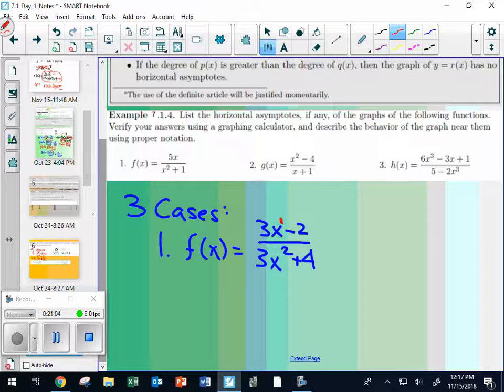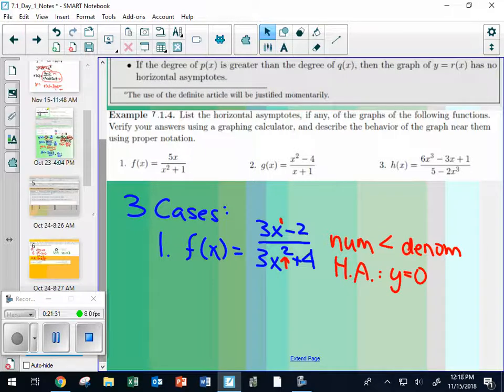So our degree in the numerator is 1. Our degree in the denominator is 2. And so here the degree of our numerator is less than the degree of our denominator. If that is true, then your horizontal asymptote will be at y equals 0.